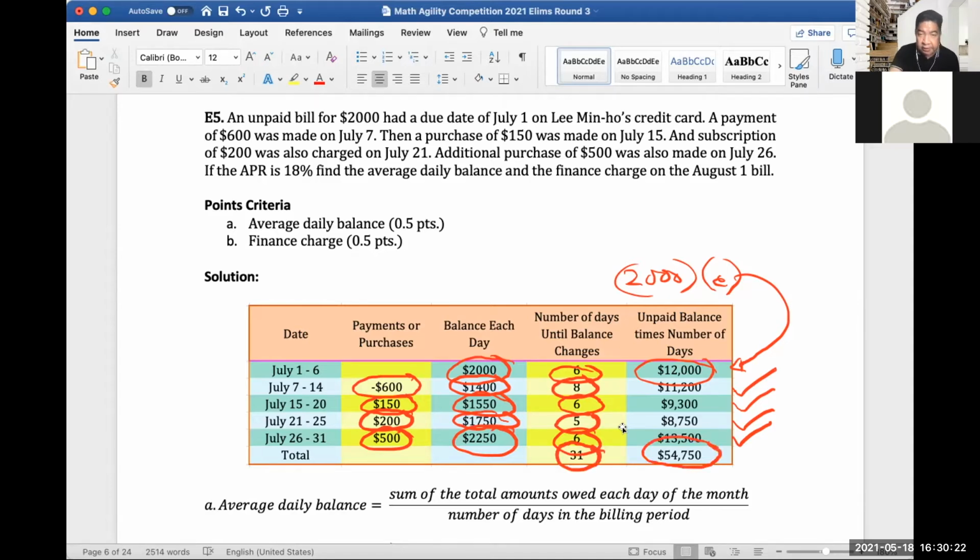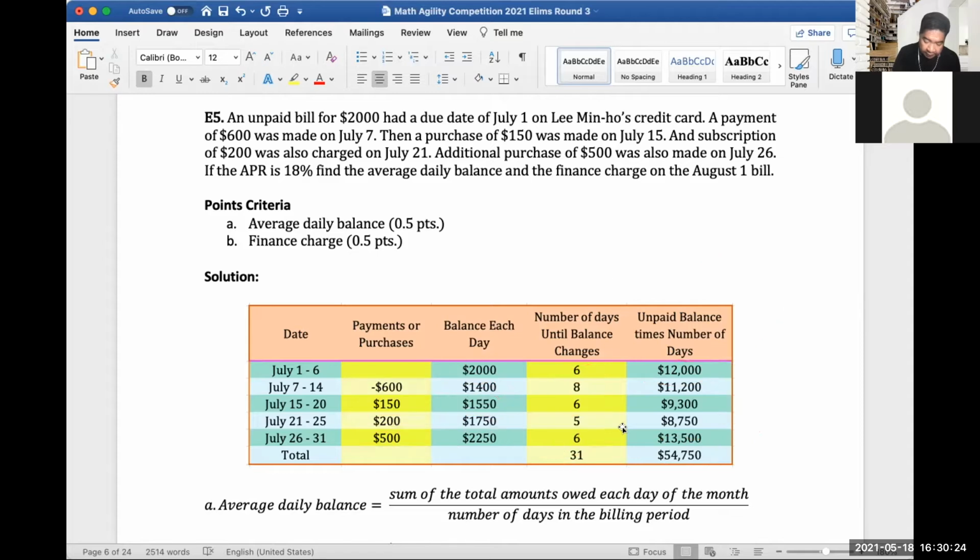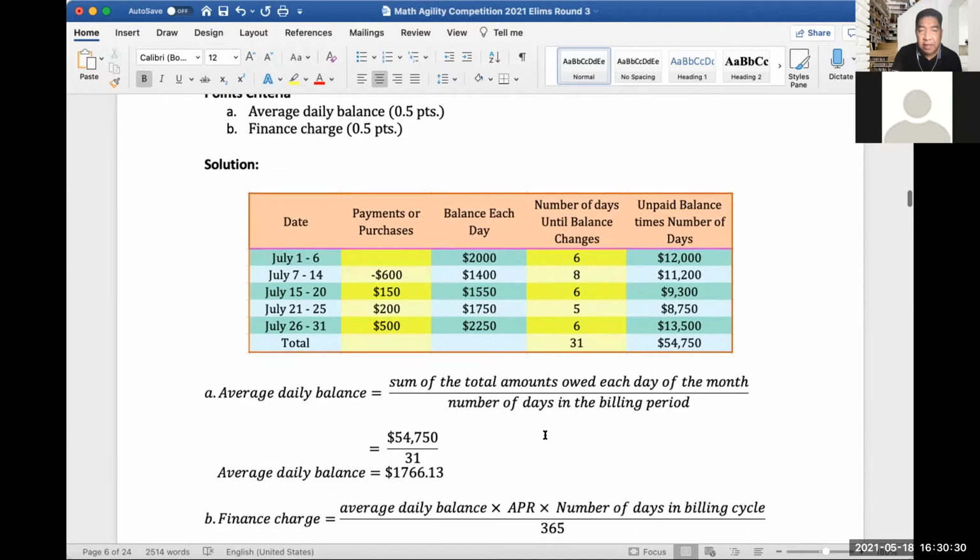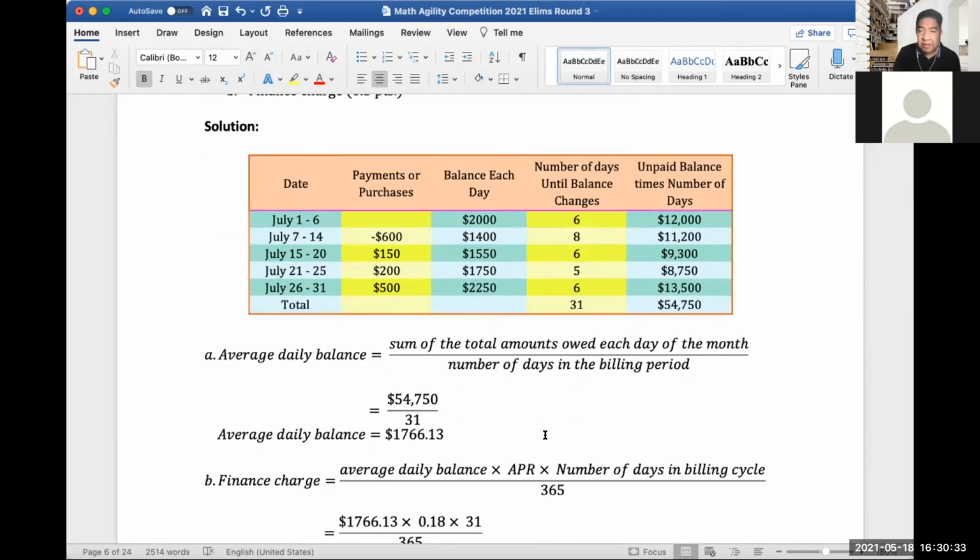Okay, so let's clear this. So now the first question is, of course, the average daily balance. So this is basically the sum, which is the 54,750 divided by the total number of days, which is 31. So, and we get average daily balance of 1,766.13.